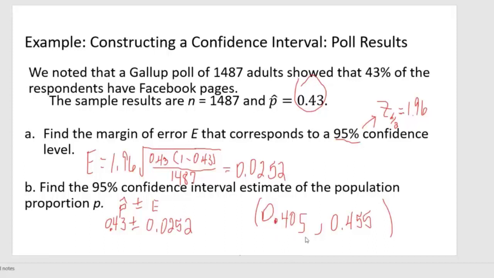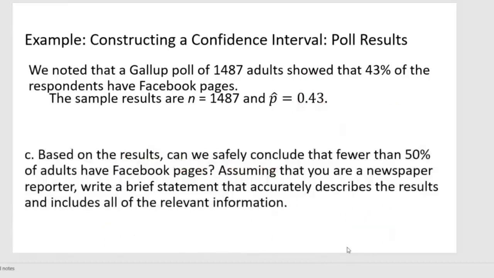Since we are 95% confident and both of these numbers is less than 50, then I would say yes, we can safely conclude. Now, assuming you're a newspaper reporter, write a brief statement that accurately describes the results and includes all of the relevant information. So certainly when you're doing this online, it would be a multiple choice thing, but what you're looking for are some of those key phrases.